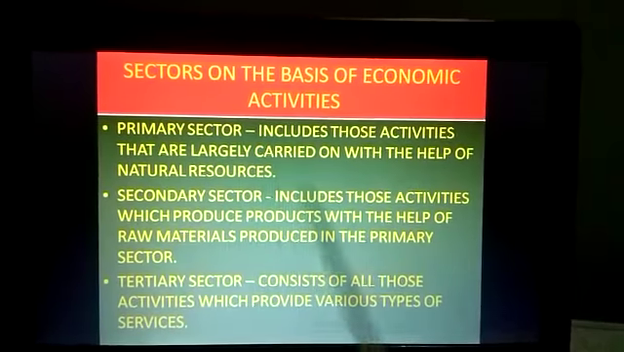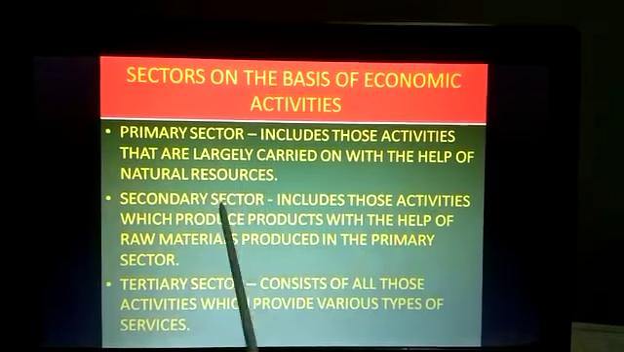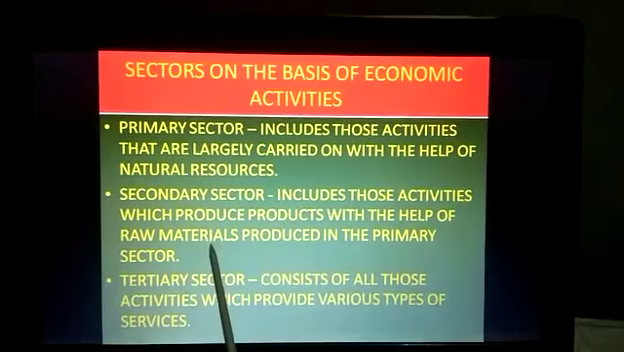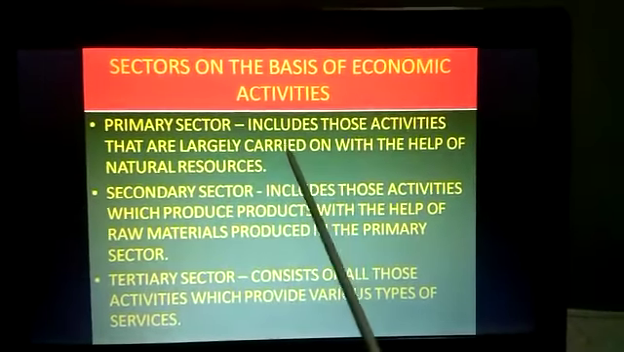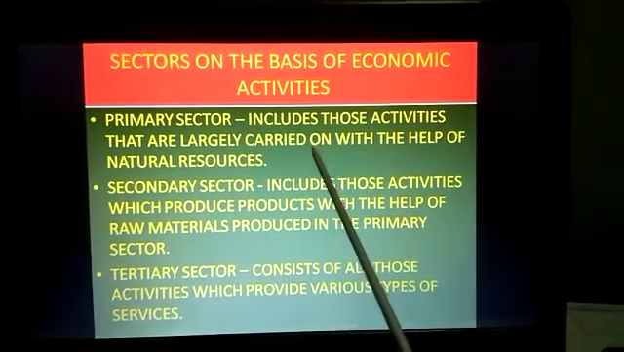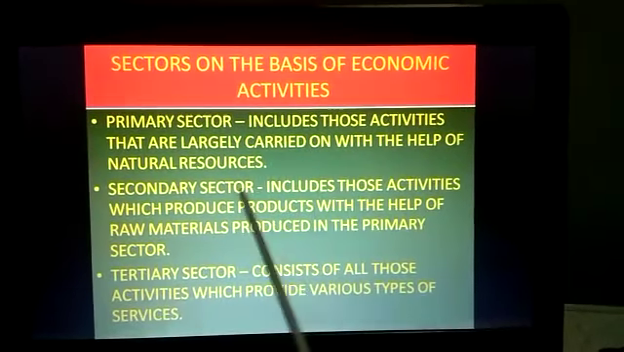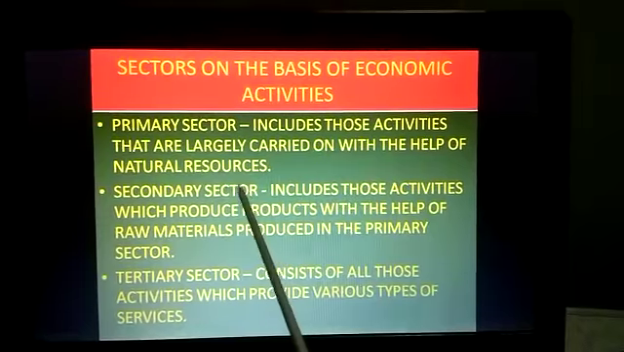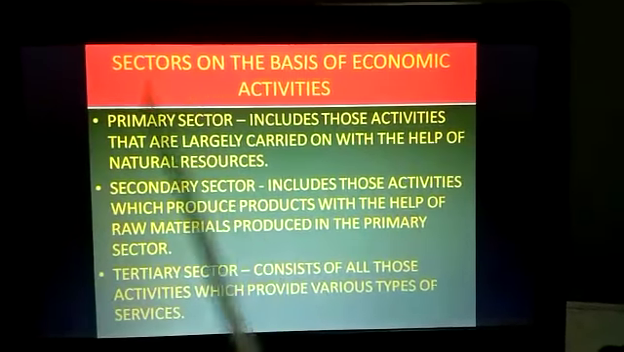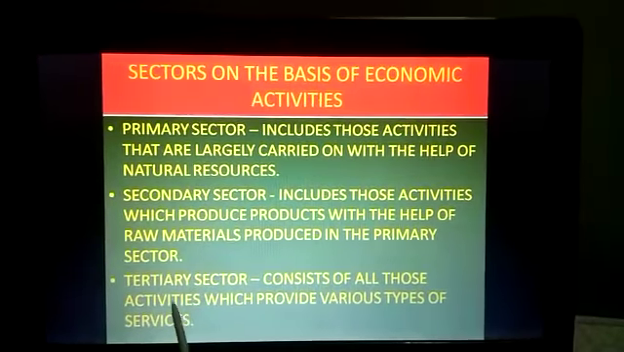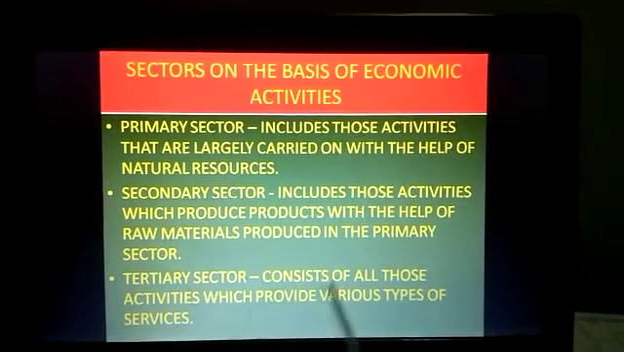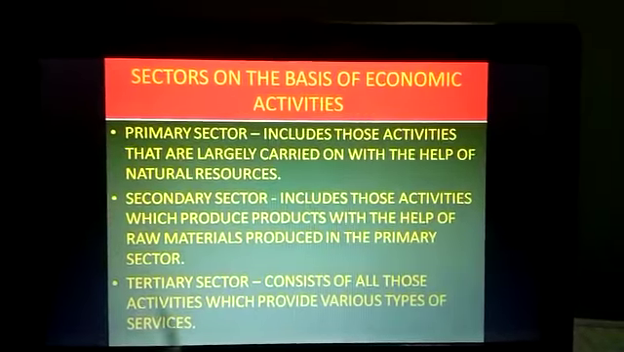The secondary sector is one which includes those activities which produce products with the help of raw materials that is produced in the primary sector. For example, cotton is produced in the primary sector. That cotton is used as a raw material in the secondary sector to produce clothes. The third sector is the tertiary sector, which provides various types of services.